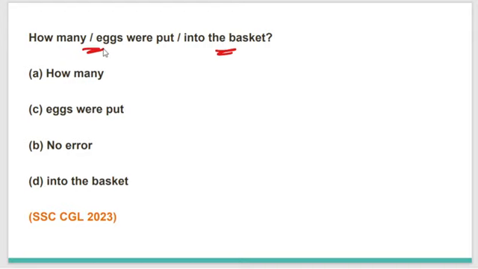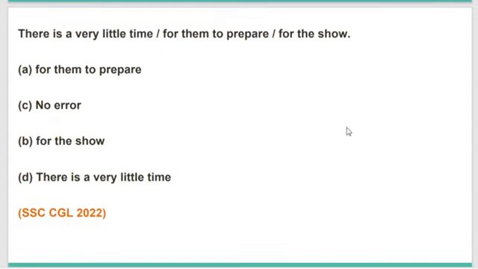So how many eggs were put into the basket? And the sentence is having no error. The sentence is grammatically absolutely correct. No error. I hope the sentence is clear to all of you. Moving to the next question.